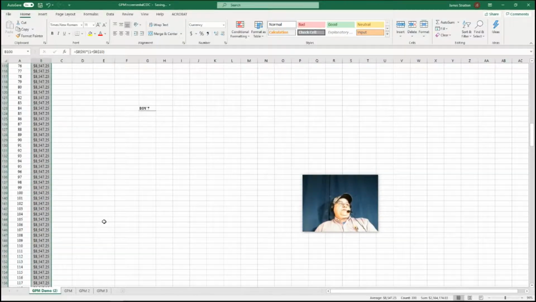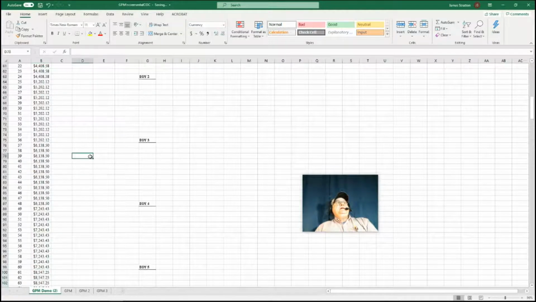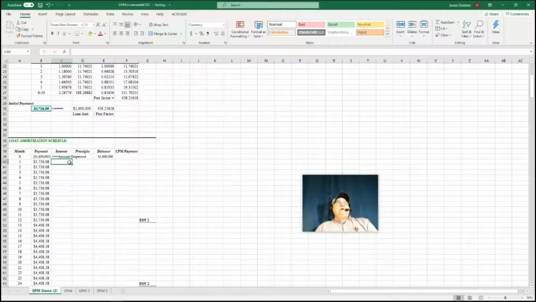All right. So now we're done with creating this payment plan, right? Get all the way to the bottom. Click out of it real quick so we don't accidentally change something. Now, the interest payment. Here we go.